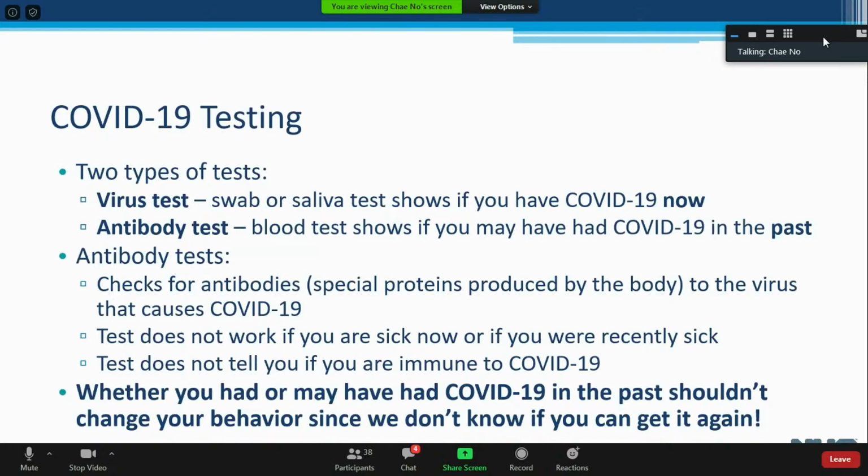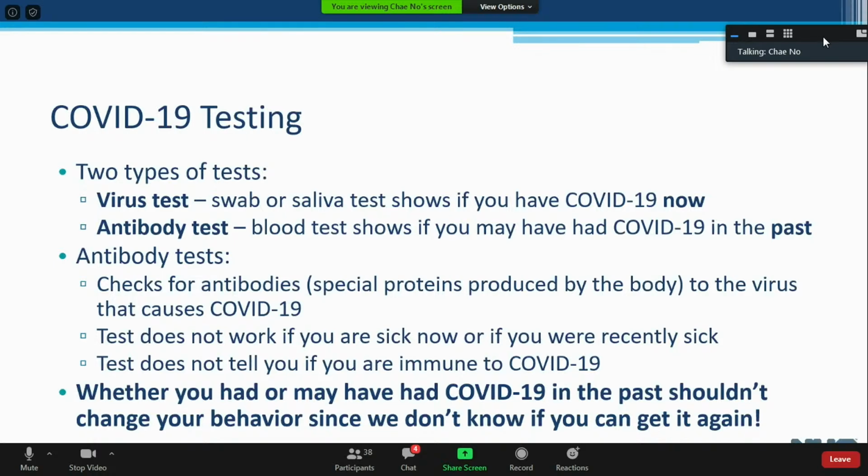So with regards to testing, there are two different types. The first one is the virus test, which is conducted by a swab or saliva test, which shows if you have COVID-19 now, and the antibody test, which is a blood test that shows if you may have had COVID-19 in the past. So the antibody test checks for antibodies, and basically they're special proteins produced by the body's immune system to the virus that causes COVID-19.